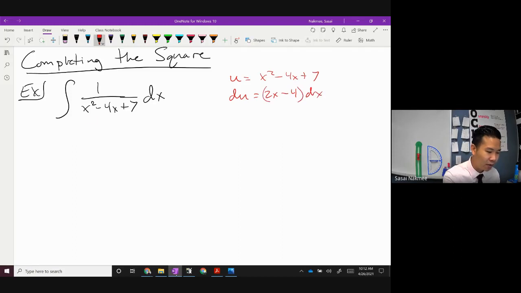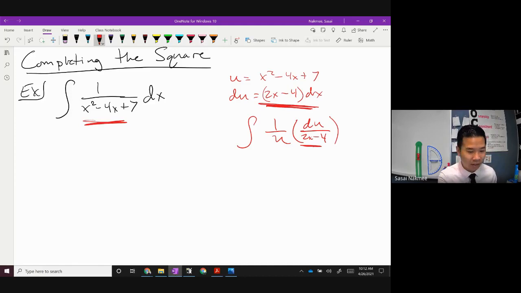And when you do the u substitution, since this is already in the denominator, it doesn't cancel out with anything. You're just going to be left with the integral of 1 over u, and then du over 2x minus 4. And u substitution doesn't work because now you still have an x term in there, and it just makes it messy.